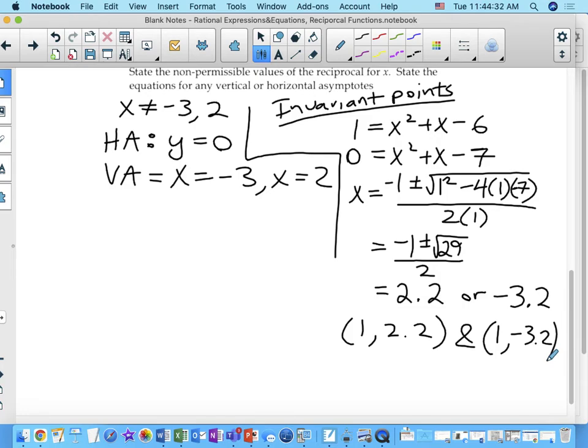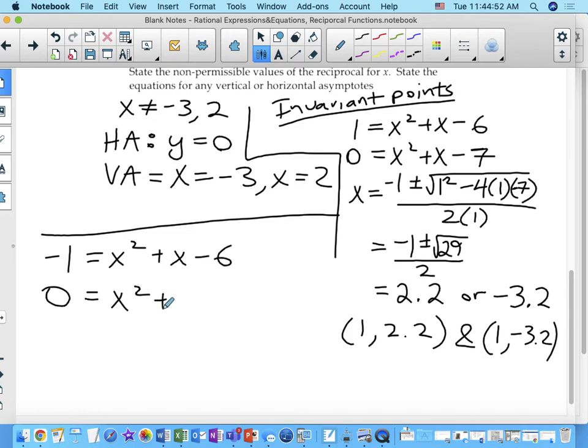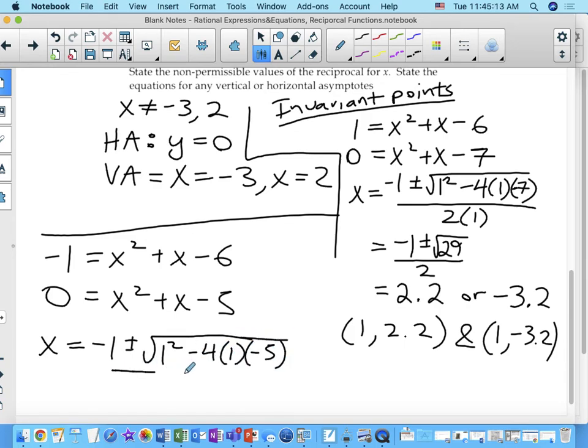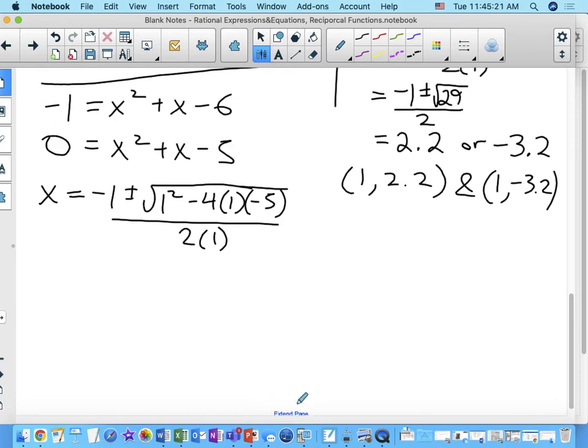That's 2 of them. And then the other invariant points we have to set equal to negative 1. And then I think we're going to have to use the quadratic formula again. Minus 5. Again, it doesn't factor. So negative 1 plus or minus the square root of 1 squared minus 4 times 1 times negative 5, all over 2 times 1. That's a bit annoying. So that's negative 1 plus or minus root 1 plus 20, 21, over 2.